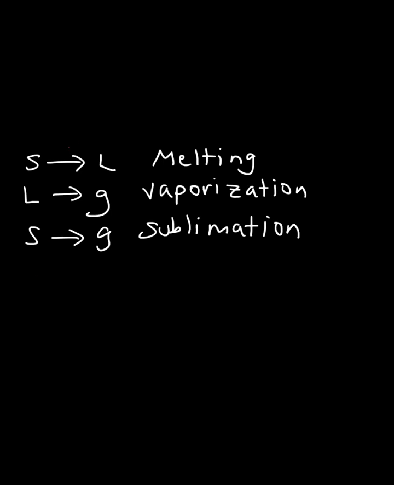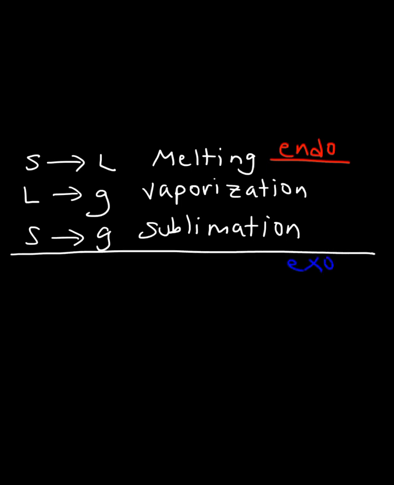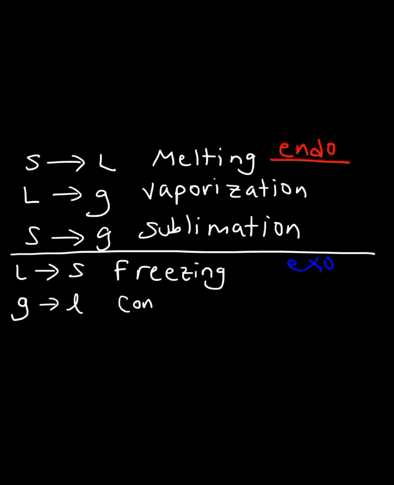The processes listed above are known as endothermic processes because they need to absorb heat to occur. Now, the next three processes are known as exothermic processes because heat needs to be released from them in order for them to occur. So going from a liquid to a solid is known as freezing. Now going from a gas to a liquid, which is the opposite of vaporization, is called condensation. And going from a gas to a solid is known as deposition.